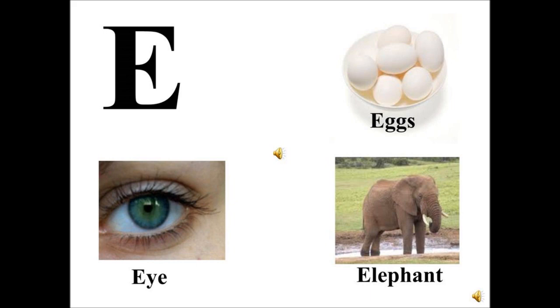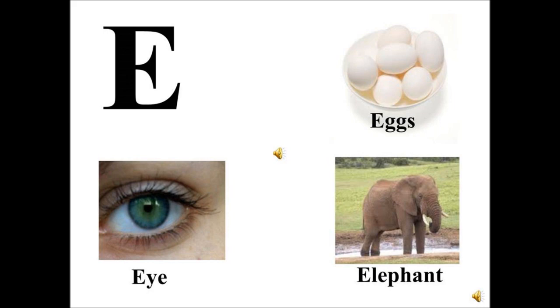Now let's spell the word eggs. Eggs is an E word. Let's spell it. E-G-G-S. Eggs. Let's spell it again. E-G-G-S. Eggs.